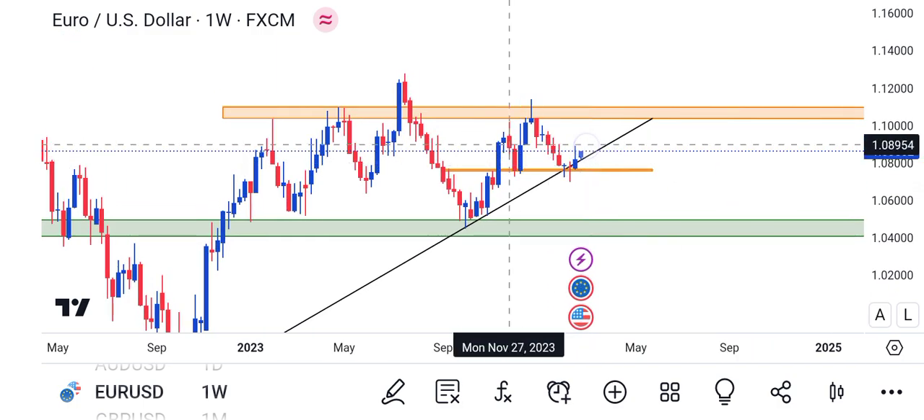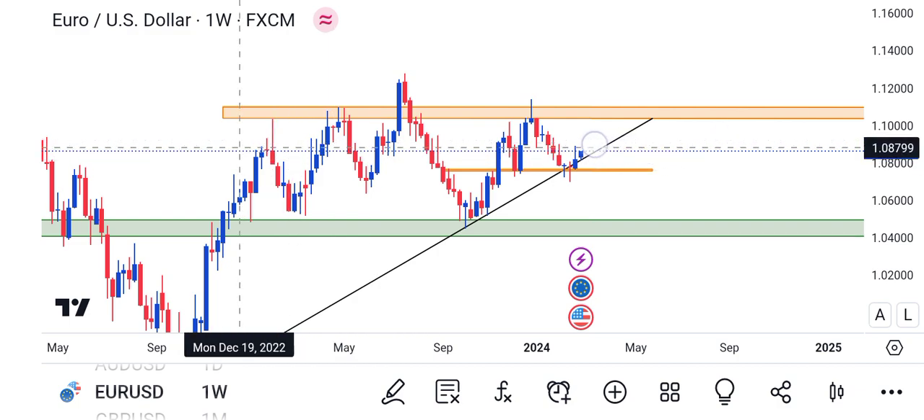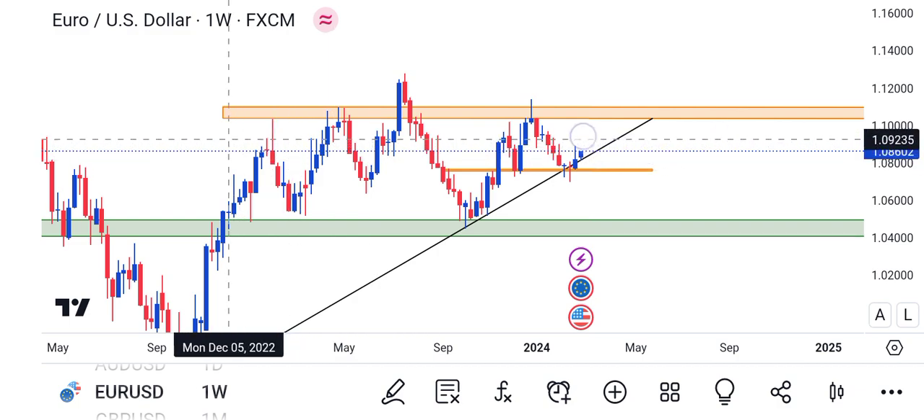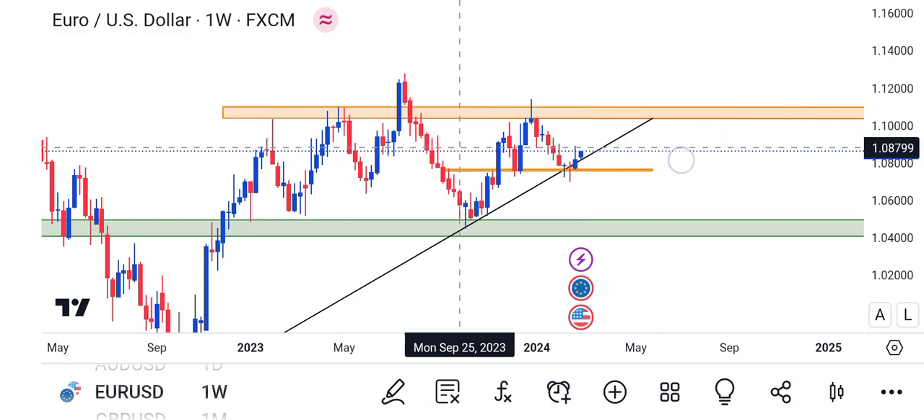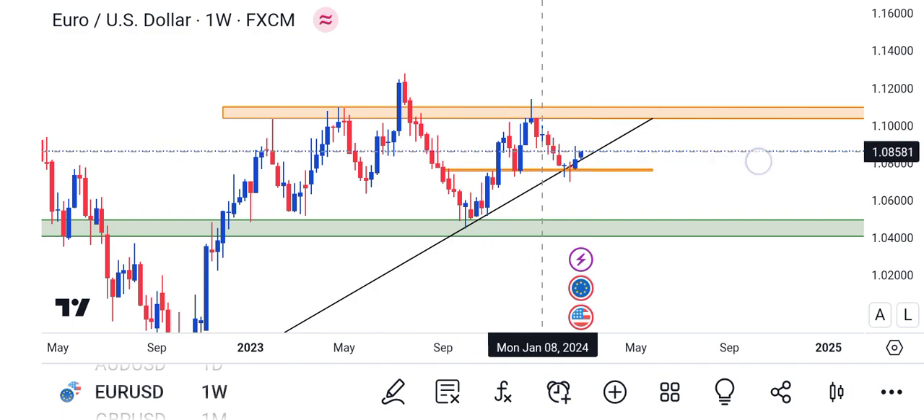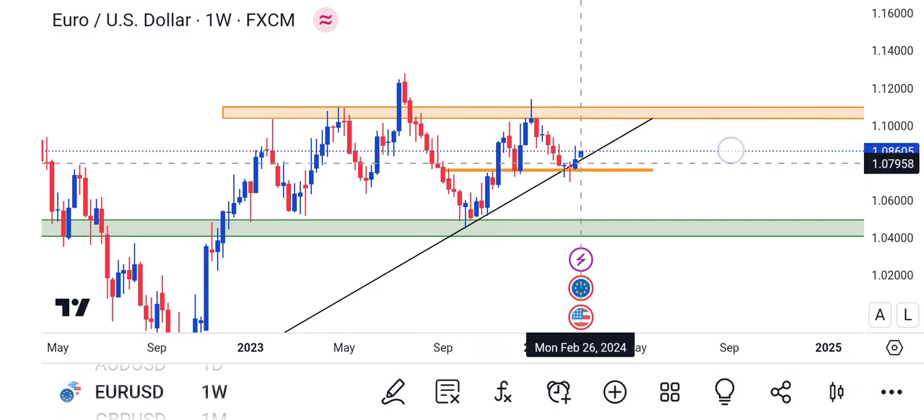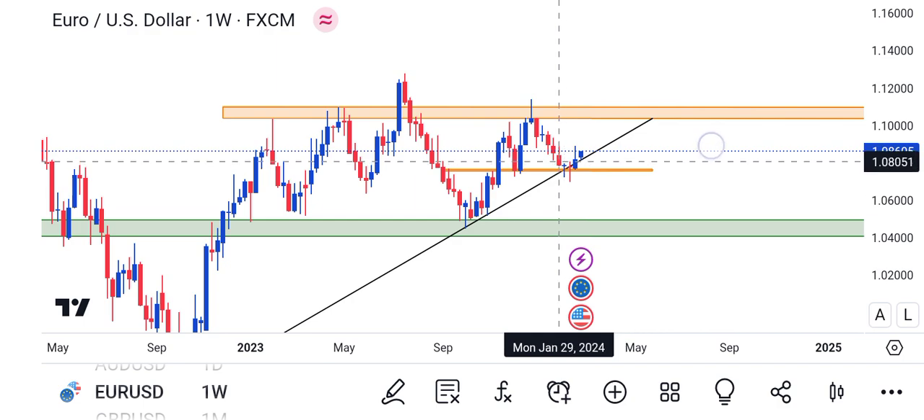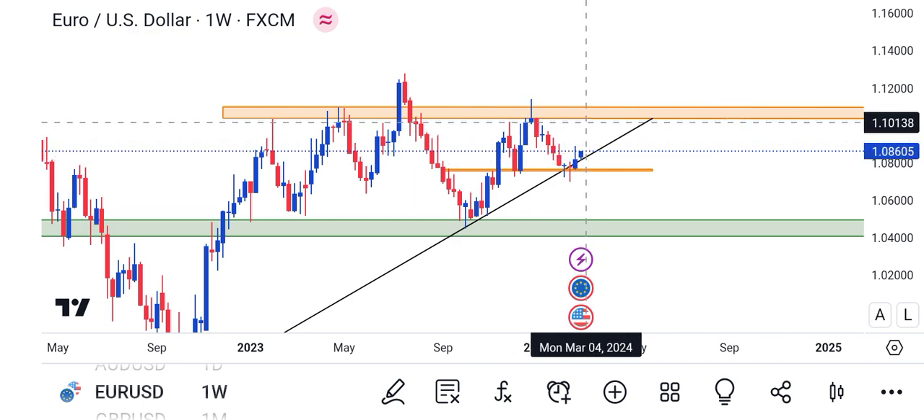Euro/USD is just ranging. It's been in a very annoying range since December 2022. So today is up, tomorrow is down, next day is up, next day is down. So for now, it looks bullish because it's respecting this trend line, the third touch of the trend line. So Euro/USD is looking bullish.